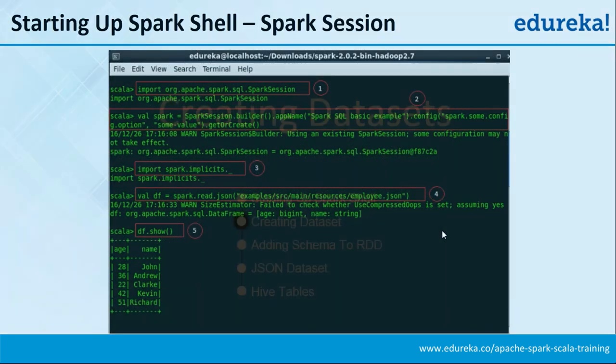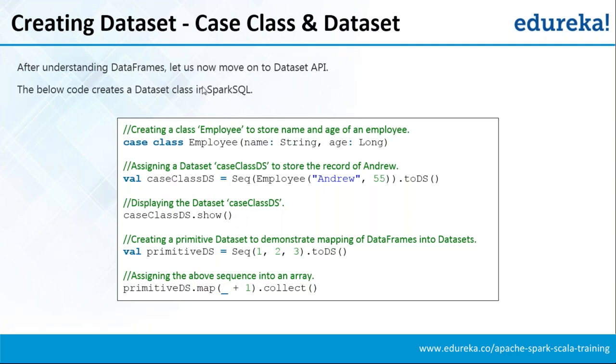Now let's see how we can create our data set. We have understood all this, so let's see how we can create a data set. In the data set, we can create a class. You can see we are creating a case class Employee. Then we are creating a sequence, inputting values like Andrew and age, the name and age columns. Then we are displaying our output, all this data set.